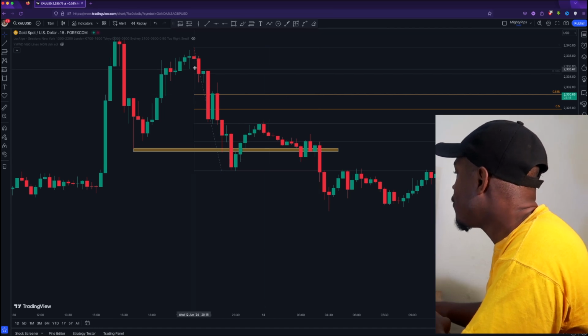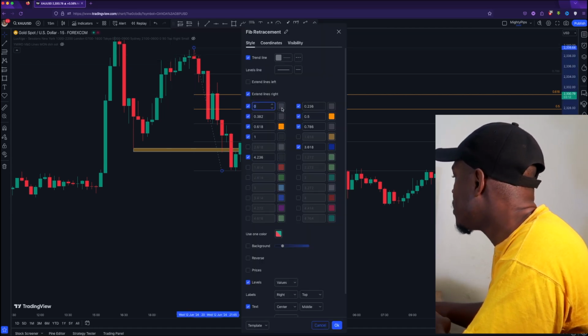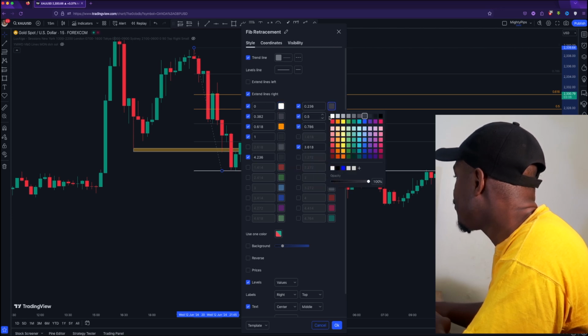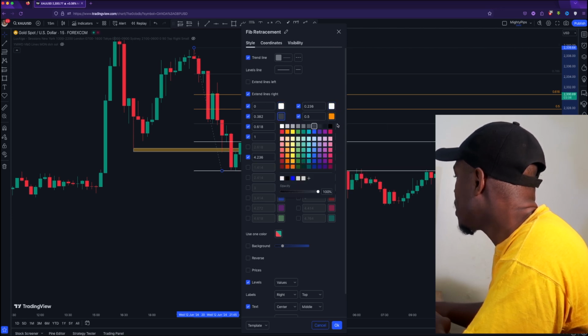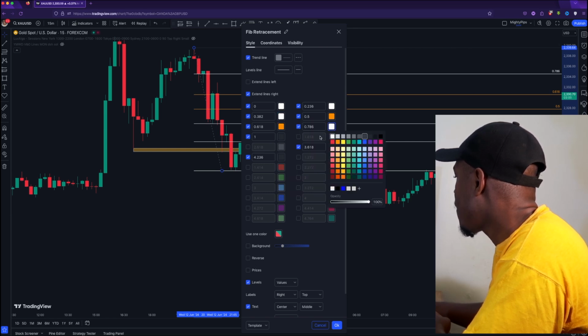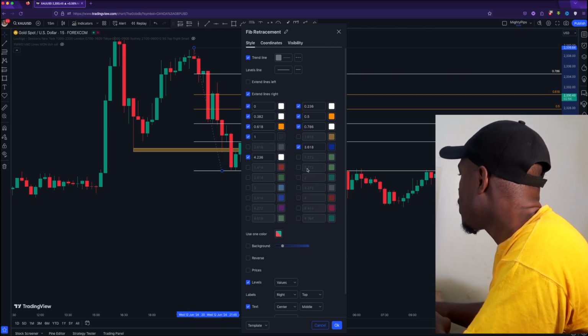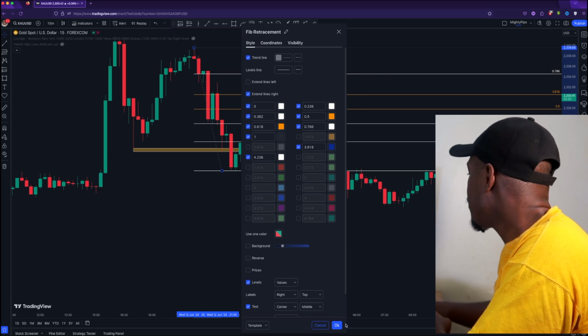I don't know if you guys are seeing the Fibonacci very clearly. Let me see if I can make this a bit more visible so that you can appreciate it. Let me change the color of this so that you can see the levels clearly. Let's make this more visible. So I think this is clear.